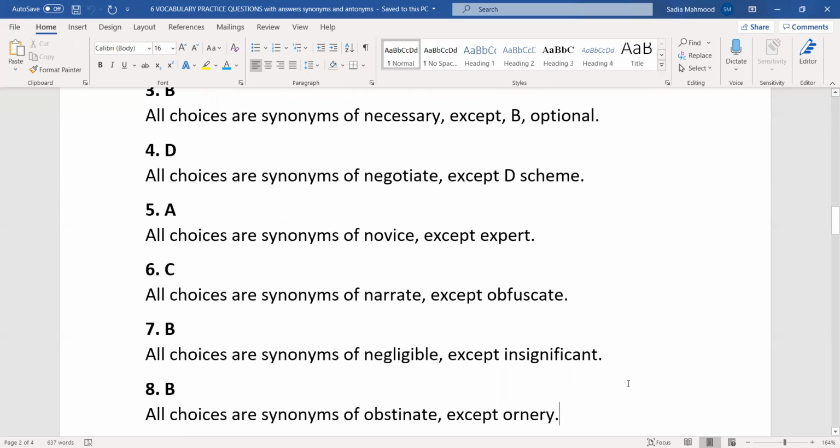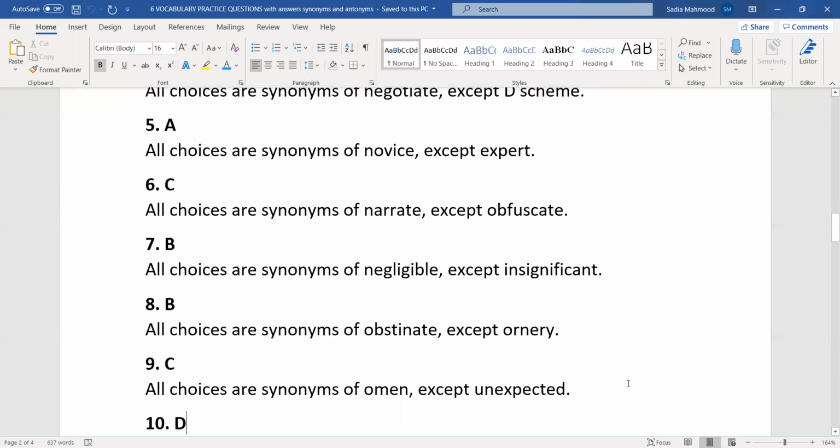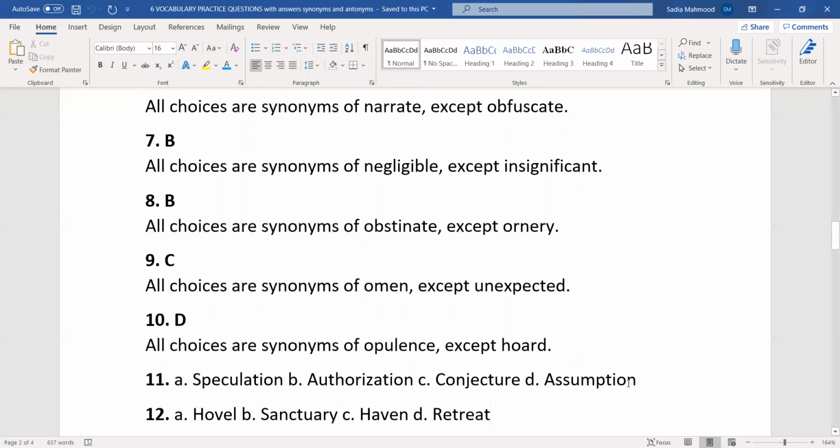Question number 5, option A is the right option. All choices are synonyms of novice except expert. Novice means a beginner. Question 6, option C is the right option. All choices are synonyms of narrate except obfuscate. Question number 7, option B is the right answer. All choices are synonyms of negligible except insignificant.